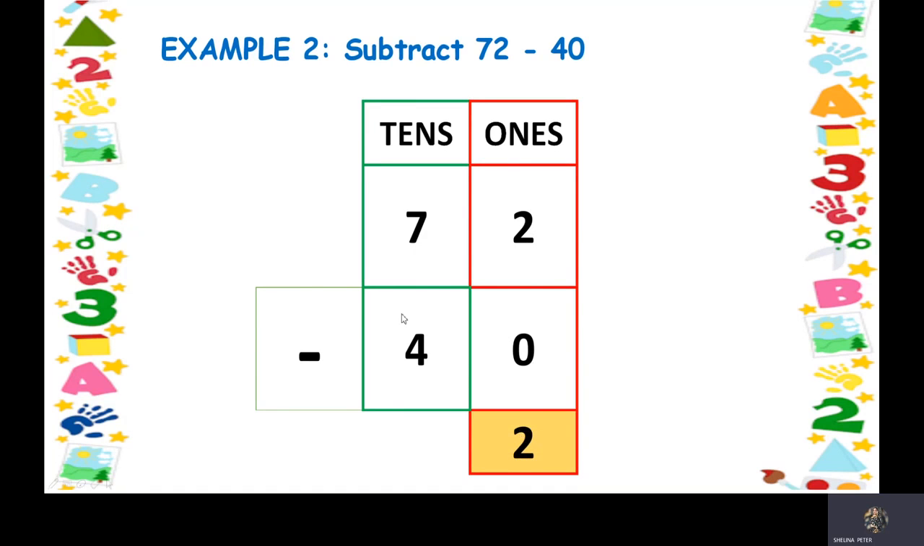Now let us go to tens column. We have 7 and 4 here. So keep 7 in your mind, take out 4 fingers. Are you ready to count backward? Let us count. Starting from 7, we will count backward. We will get 6, 5, 4 and 3. So the answer will be 3. And the final answer is 32.